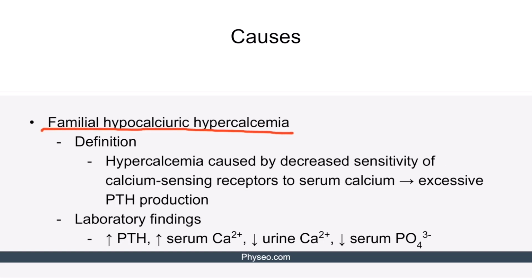Familial hypocalciuric hypercalcemia is caused by decreased sensitivity of calcium-sensing receptors to serum calcium. Calcium-sensing receptors are present on parathyroid glands and kidneys, and they regulate PTH secretion in normal amounts. Desensitized calcium-sensing receptors can no longer inhibit PTH production. Therefore, excessive PTH is released in the blood. PTH stimulates calcium reabsorption from the distal convoluted tubule into the blood. Therefore, serum calcium will be high while urine calcium will be low. Serum phosphate levels will be low because PTH induces phosphate excretion.